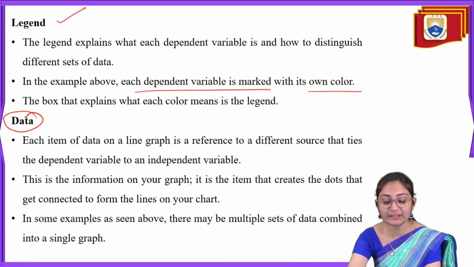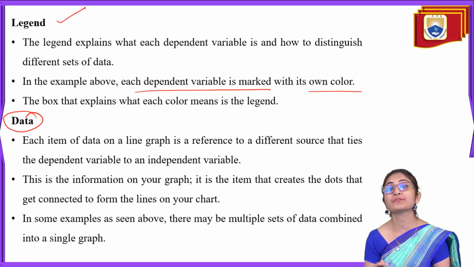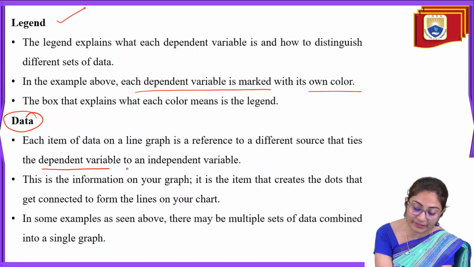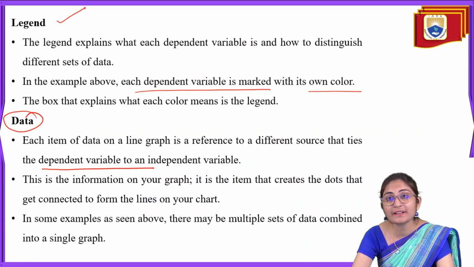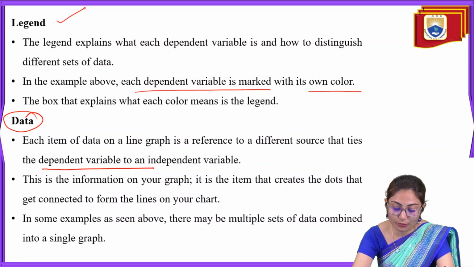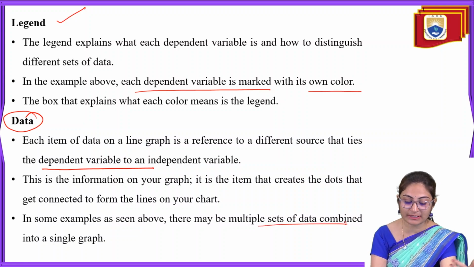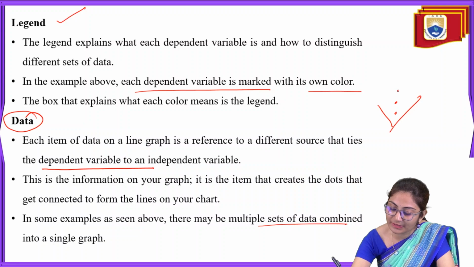Then the next one is the data. Each item of data in a line graph is a reference to a different source that ties the dependent variable to the independent variable. So this is just information on your graph. Each item creates the dots that get connected by the lines on your chart. For example, multiple sets of data can be combined into a single line graph. We can say it like this.